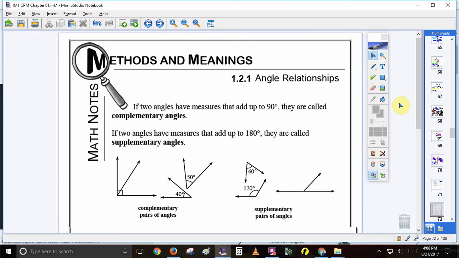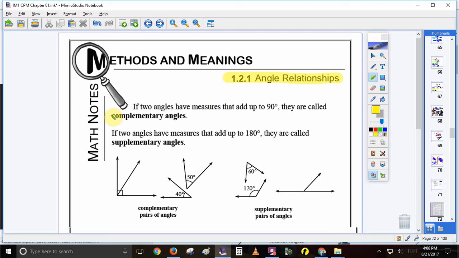Today we're going to look at angle relationships. This is section 1.2.1 for your notebook. There's a bunch of angle relationships that we're going to be concerned with in the geometry part of Integrated 1, 2, and 3. These are all things that you're going to need to know throughout the whole 3 years of courses. So it's really important that you understand these terms and get used to seeing them.